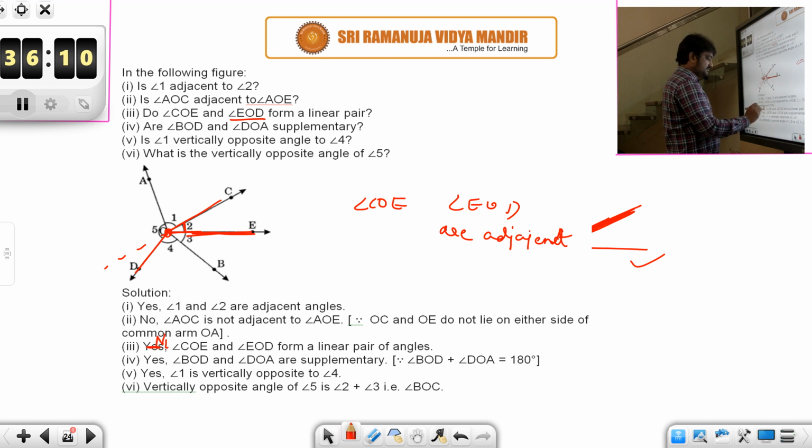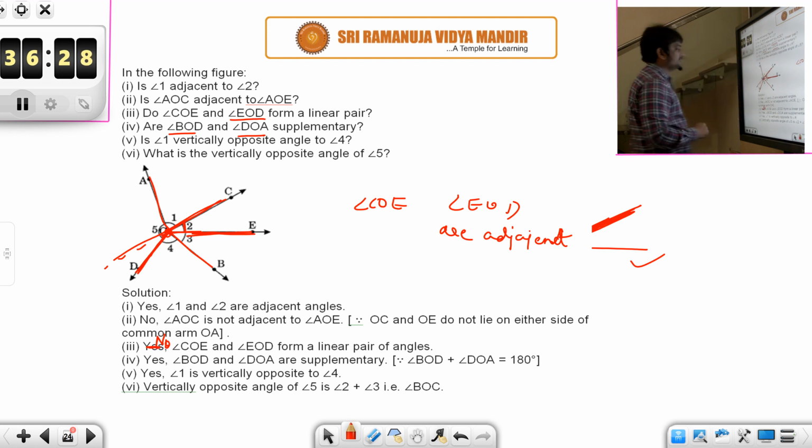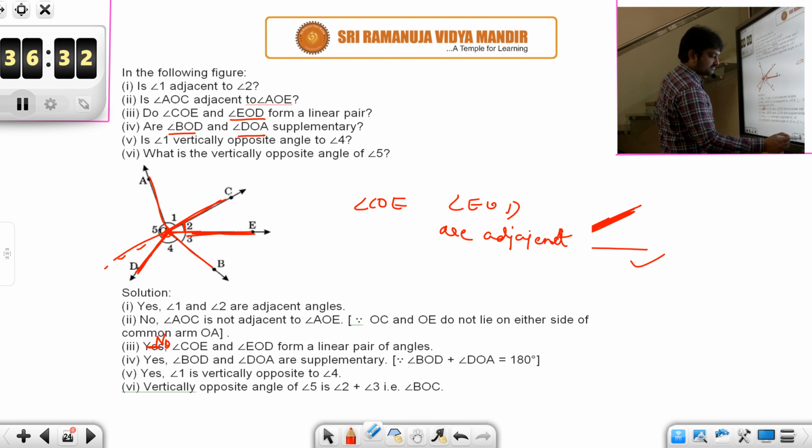Sorry, this is a mistake. No, because this is not a straight line. Okay, it should be a straight line. Sum should be 180. And then, are angle BOD and DOA, BOD and DOA, supplementary? Okay, actually I think this diagram itself is wrong.